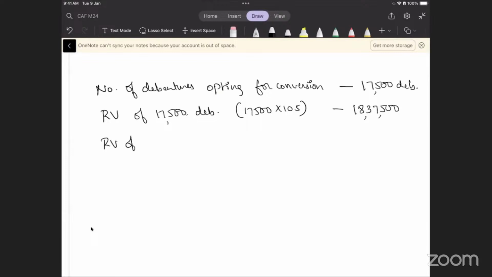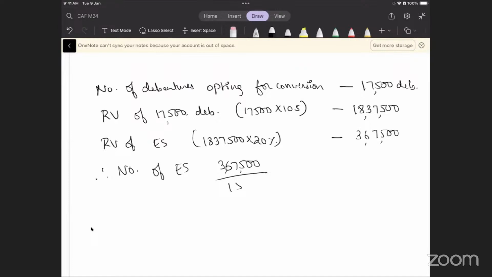Redemption value of converted equity shares. I am converting 20% into equity shares. That is 3,67,500, right? Therefore, number of equity shares will be, what is the value of one equity share? Not face value. Agreed value, ours is 15 rupees, no? So 24,500 equity shares I must issue.